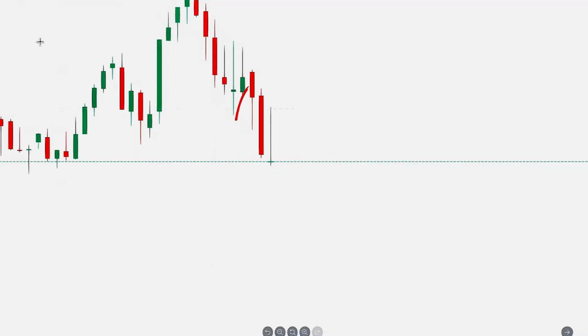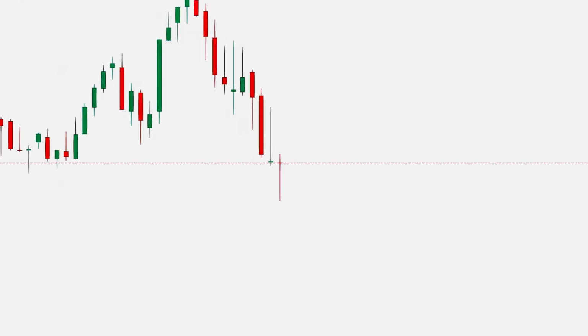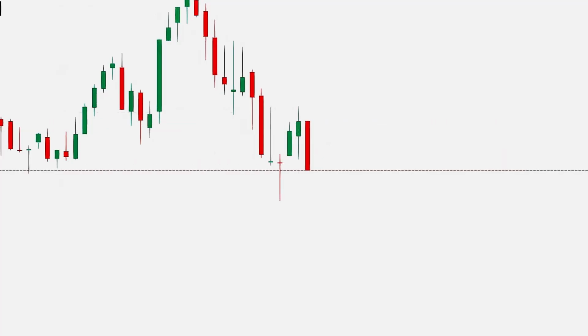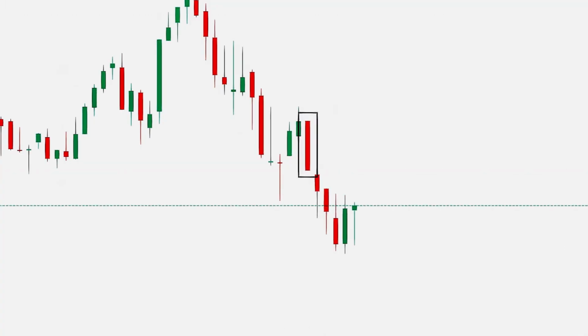A bullish or green Marubozu candle shows the buyers were in complete dominance, and a bearish or red Marubozu candle shows the opposite. Here, a bearish Marubozu forms within a downtrend, confirming that sellers are in full control. Shortly after, another bearish Marubozu appears, reinforcing the momentum, and price continues to fall sharply.